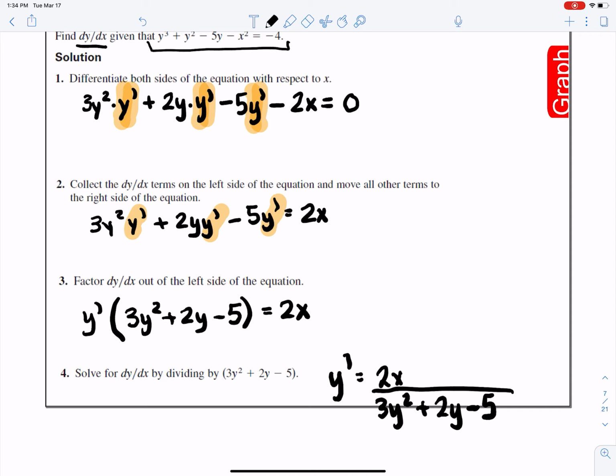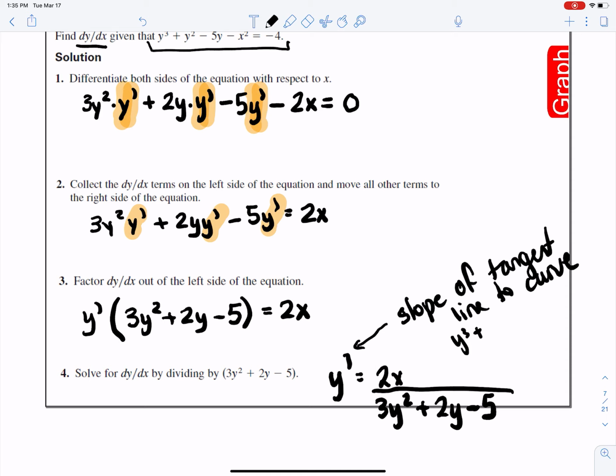So this expression represents the slope of the tangent line to the curve y cubed plus y squared minus 5y minus x squared equals minus 4 at any given point (x, y).